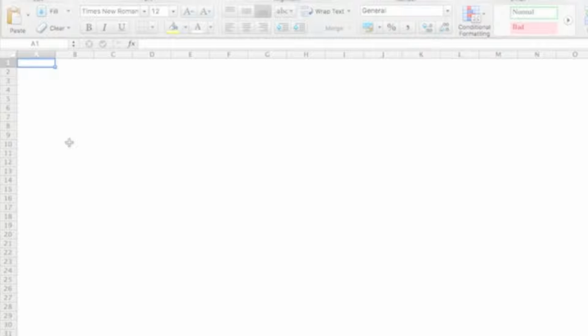Today we're going to be taking a look at how to calculate the internal rate of return for a project using Excel. We have a couple different projects to take a look at, and then we'll compare them and see which one is the better option. So let's start.